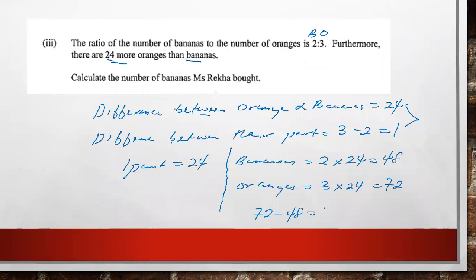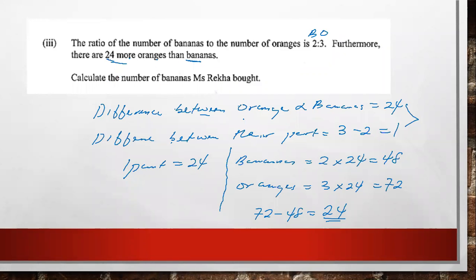72 minus 48 will give 24. So we get back the same difference now. Let me go over what I did. They say the ratio of the number of bananas to the number of oranges is 2 to 3. So the bananas have 2 parts and the oranges have 3 parts. Furthermore, there are 24 more oranges than bananas.